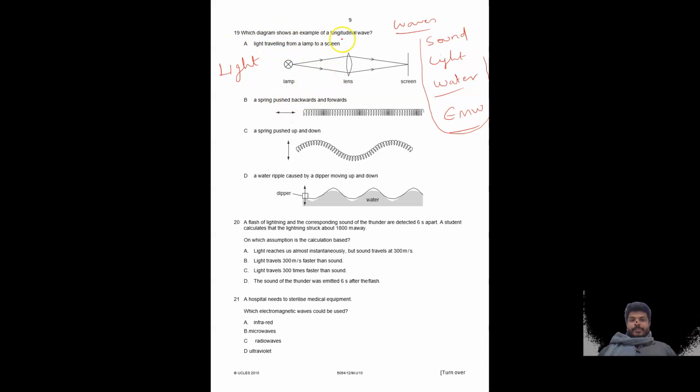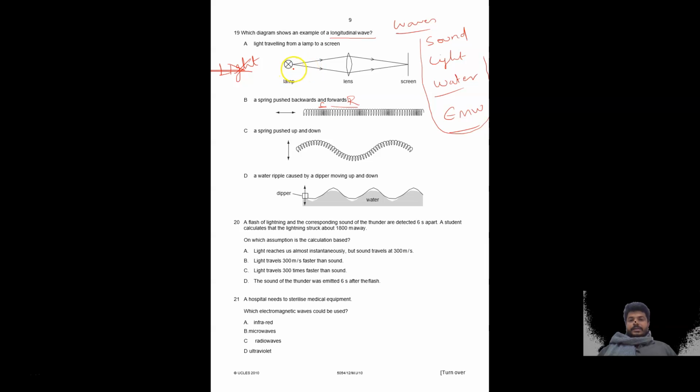Which diagram shows an example of a longitudinal wave? This is not the light topic, this is common to waves, it's a basic wave. A longitudinal wave is like a spring that pushes backward and forwards. Longitudinal waves have a region of compression and a region of rarefaction. Here the particles are closely packed and it is a high pressure region, and here the particles are far apart. Here is the low pressure region, so C denotes compression, R denotes rarefaction.